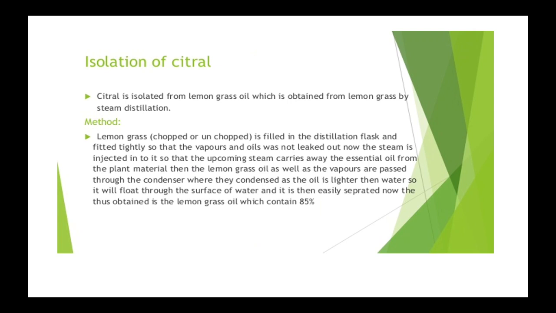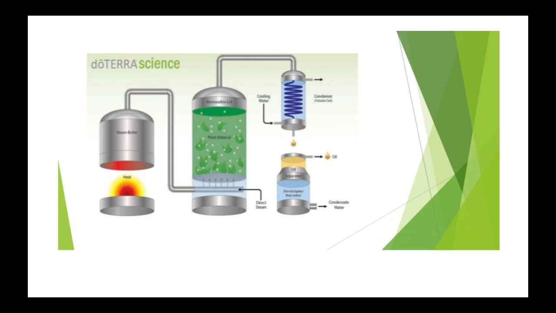Thus the obtained product is lemongrass oil, which contains 85 percent citral. This is the diagrammatic representation explaining the above slide. This is the distillation process.